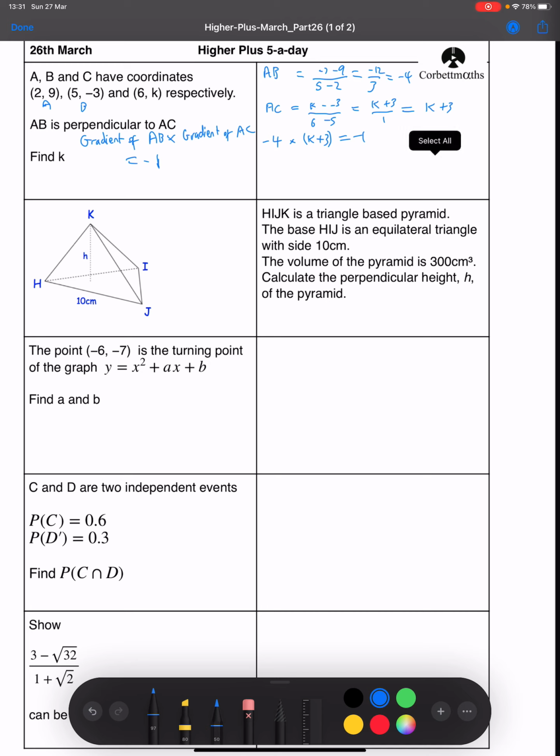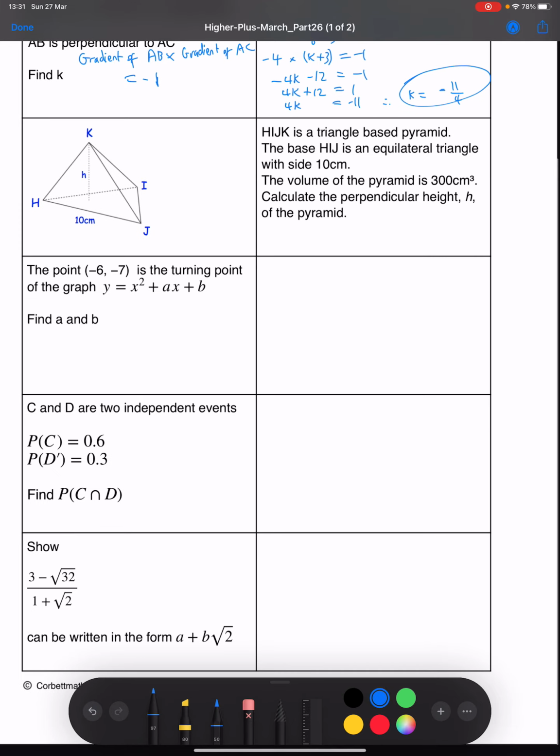So expanding the left-hand side, I get -4k minus 12 is equal to -1. If I multiply everything by -1, I get 4k plus 12 is equal to 1. That's nice. Take away 12 from both sides, I get 4k is equal to 1 minus 12, which is -11. So therefore, k is equal to -11 over 4. That's good enough for us. It's good enough for me. Final answer.